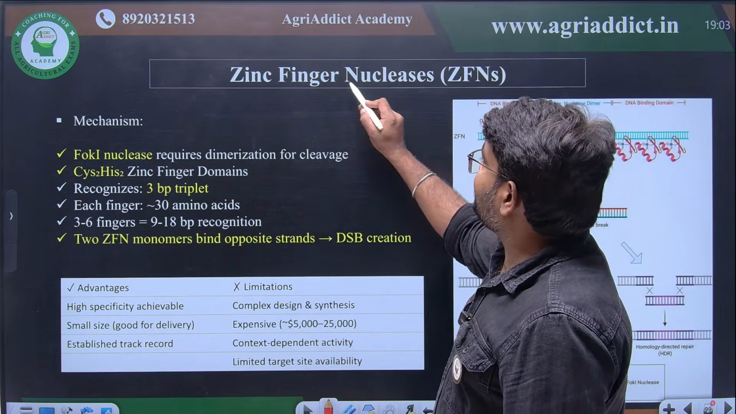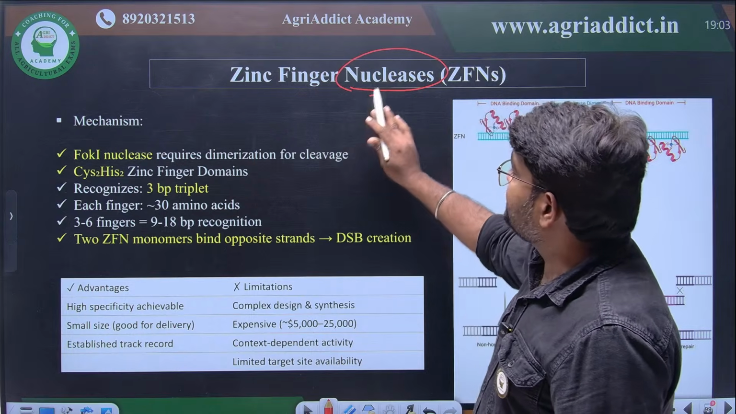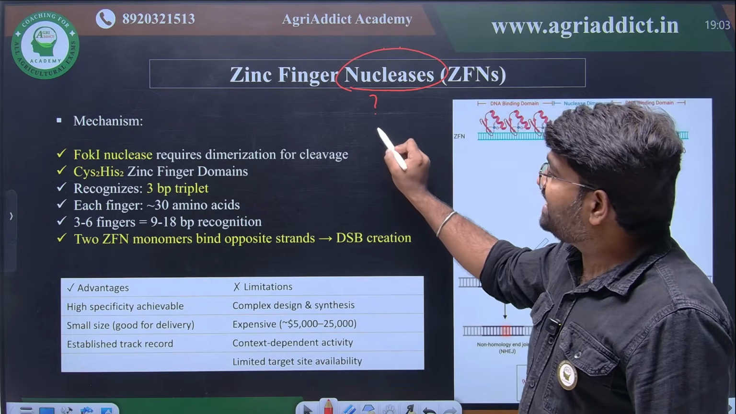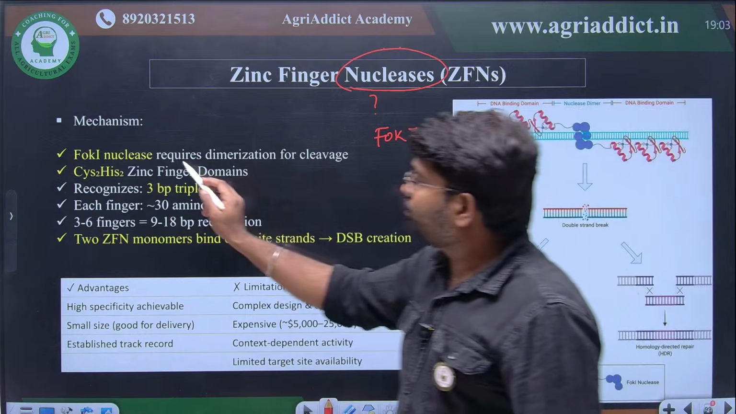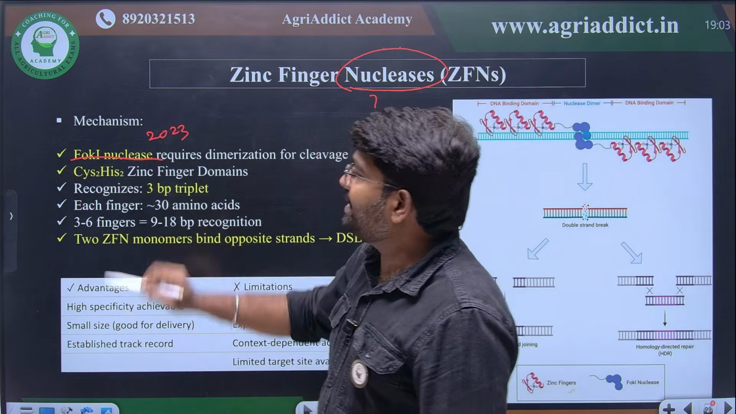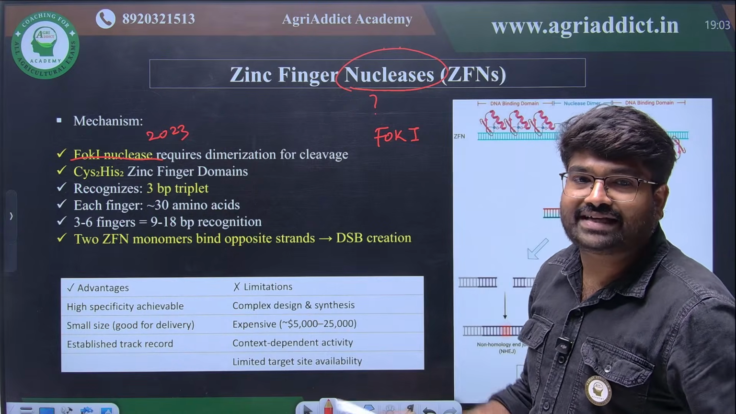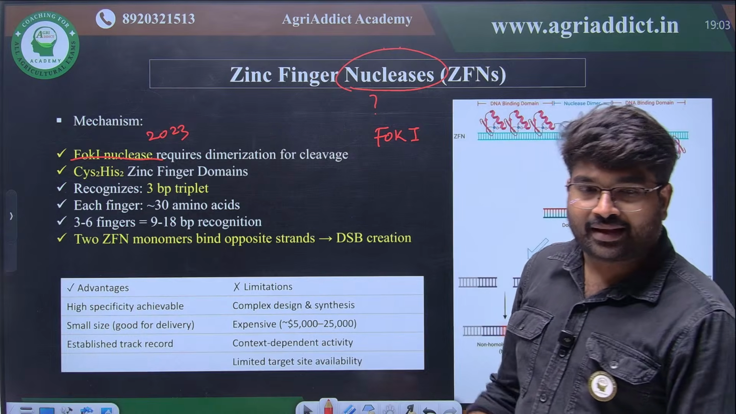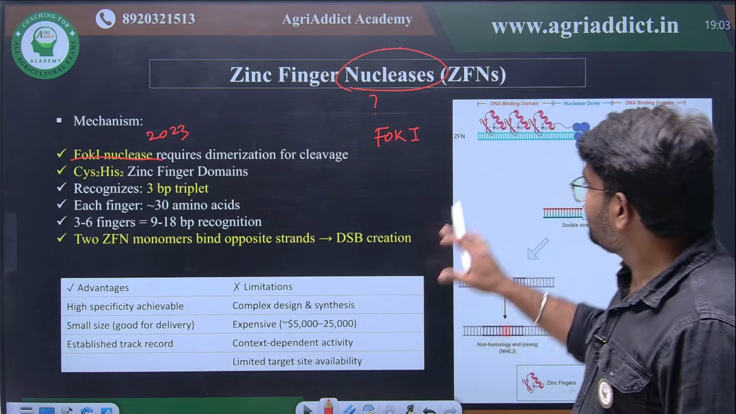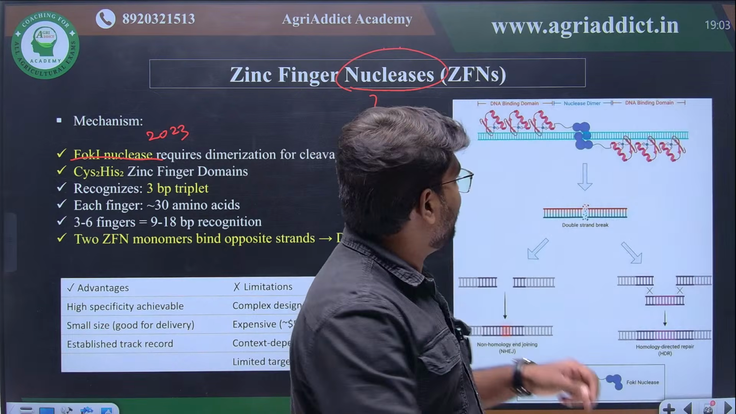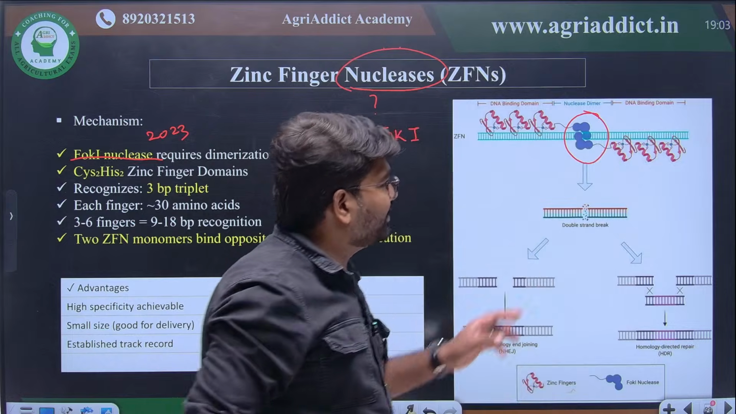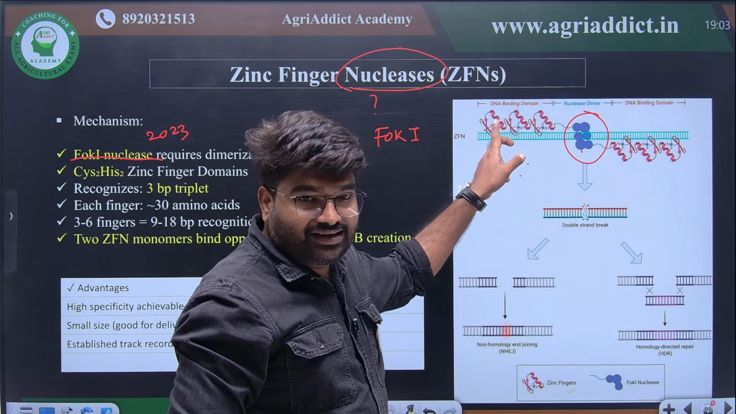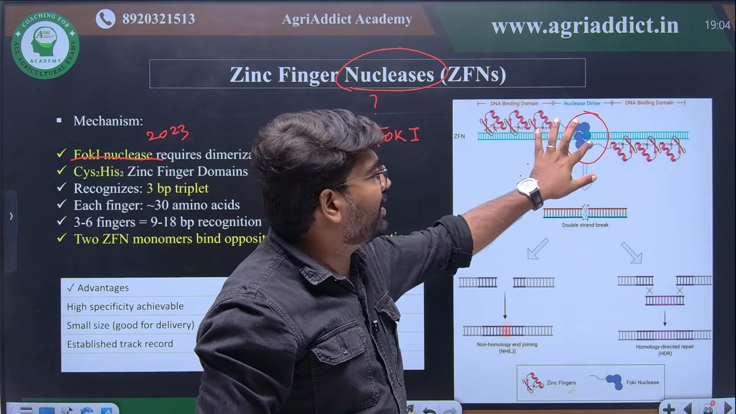Zinc finger nuclease. First most important question, what nuclease are they using in this zinc finger nuclease technique? They are using the FokI nuclease. This is the question they asked in 2023 JRF. So FokI endonuclease will be used in the zinc finger nuclease genome editing technique. If, for example, I want to make a double strand break at a particular position, I can design a zinc finger that will go and bind at that position.